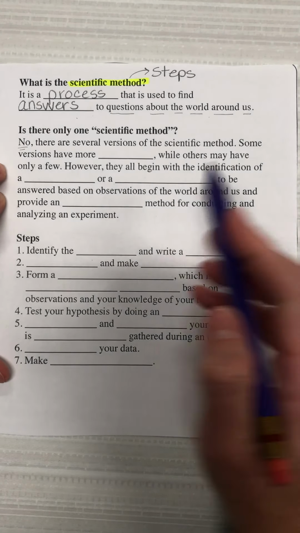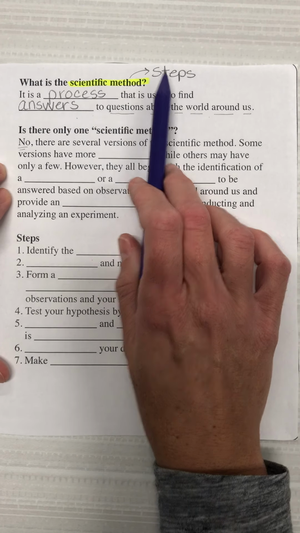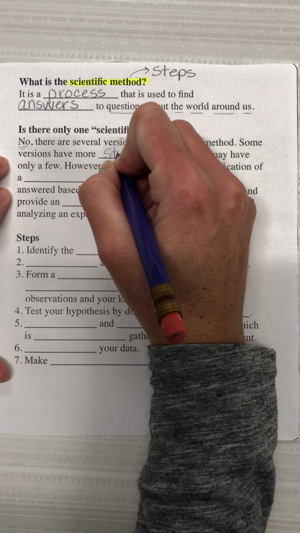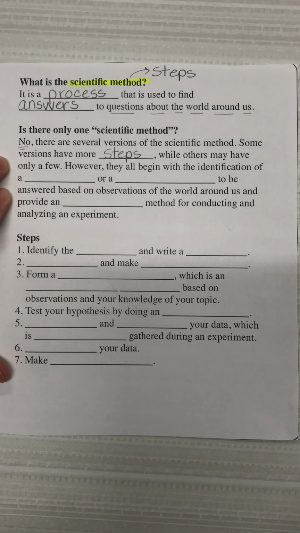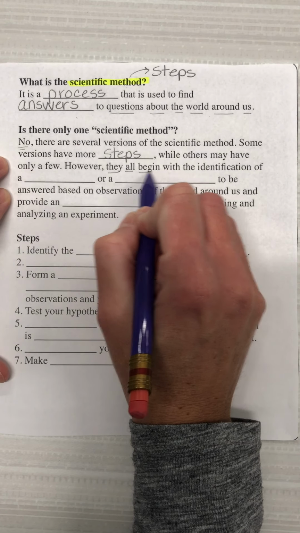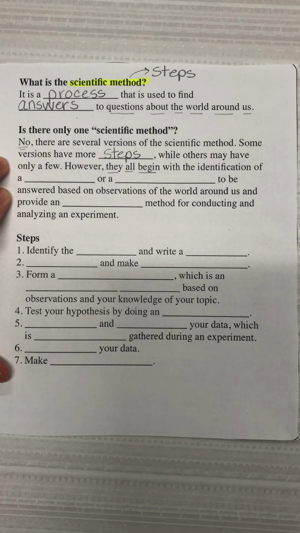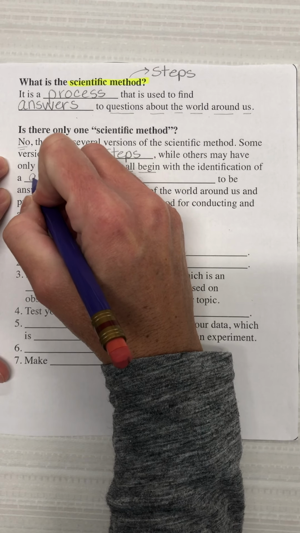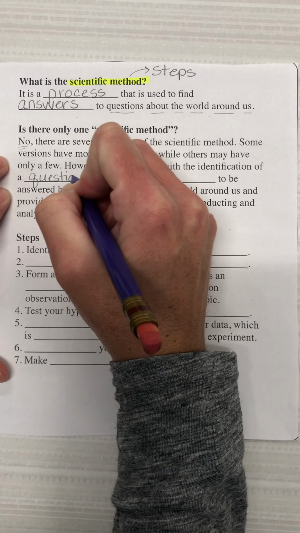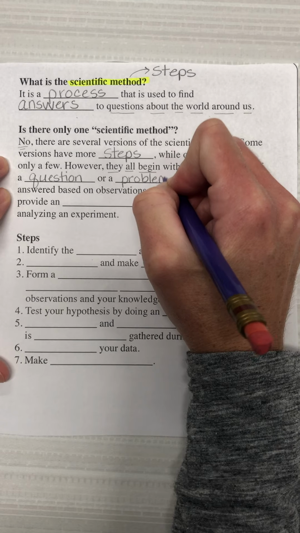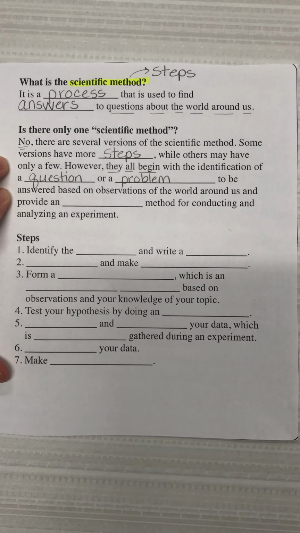In the world, there are several versions of the scientific method or steps to carry out an experiment. Some versions have more steps, while others only have a few. However, no matter which scientific method you're using as a scientist or what you learn as you go through school, they will all begin with the identification of a question or a problem. And that only makes sense that scientists would come up with a question or a problem first.